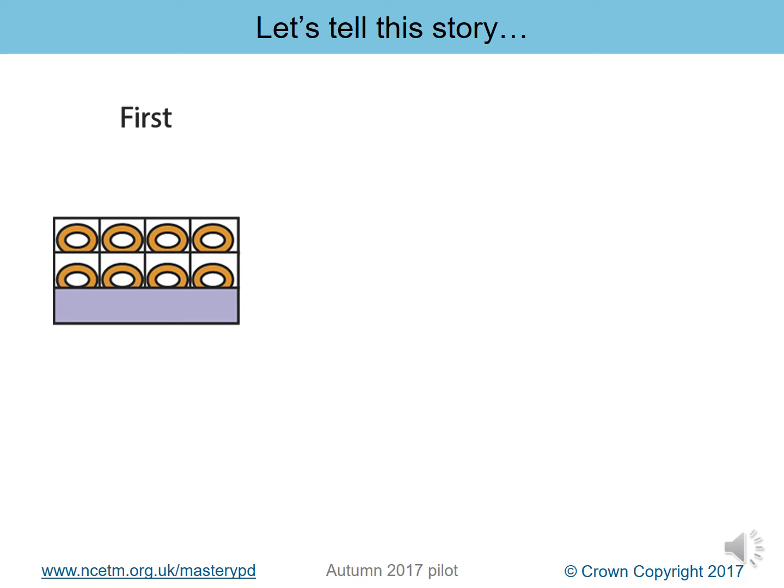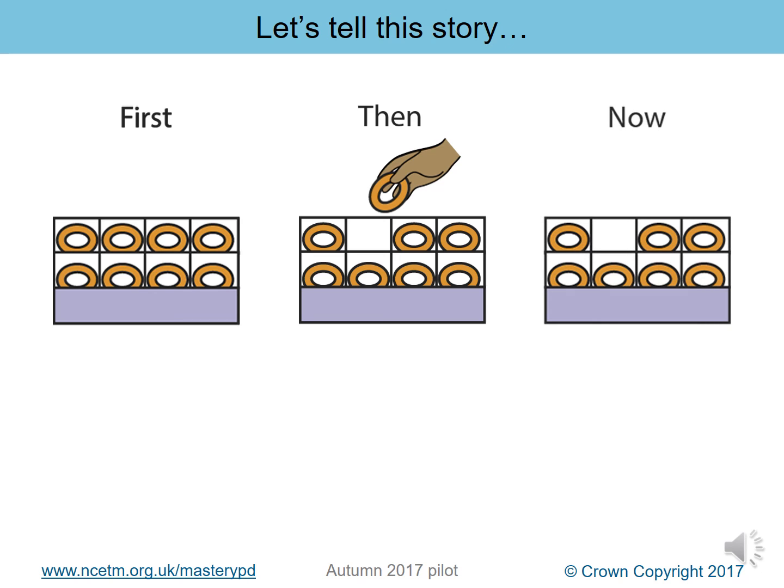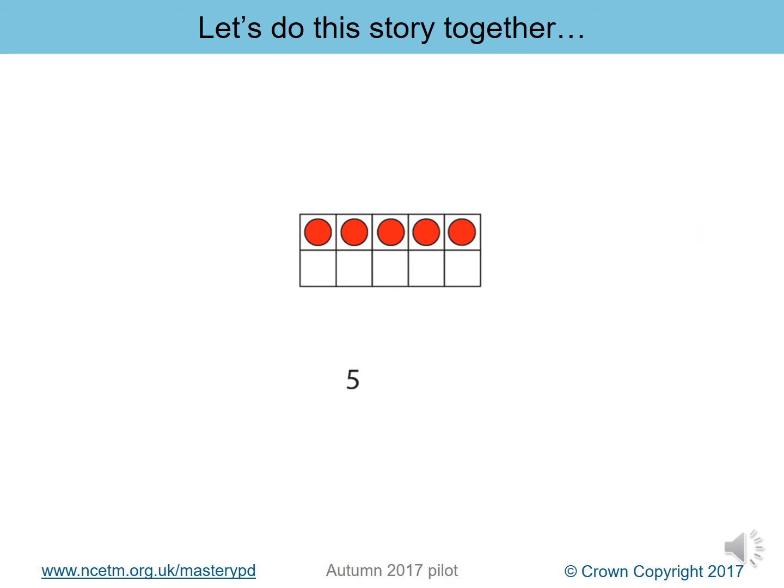Now we're going to move on to one less. So let's tell this story together. First, we have 8 donuts. Then I ate one because I was hungry. Now I have 7 left. So we had 8 to start with. I took 1 away, and then I was left with 7. 8 take away 1 equals 7. 1 less than 8 is 7.